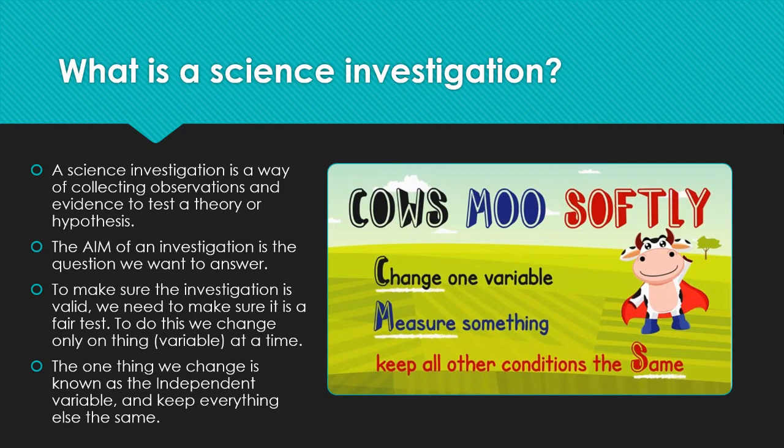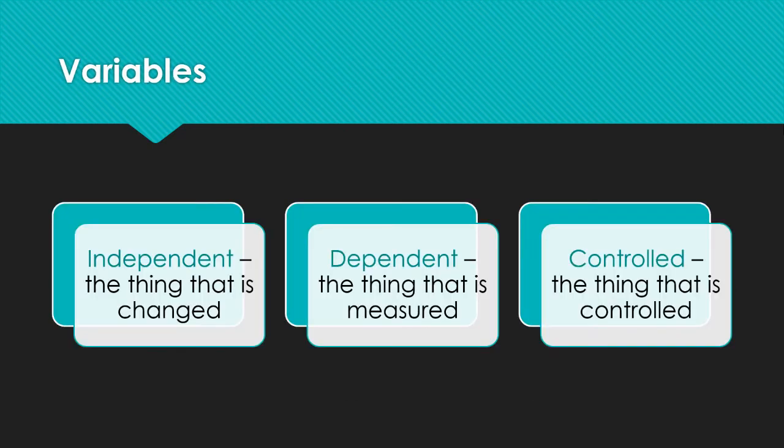So, this is a way of remembering the names of the variables. Cows moo softly. Change one variable, measure something, and keep all the other conditions the same. So C for change, M for measure, and S for keep the other conditions the same. There are three variables that you need to remember the name of.